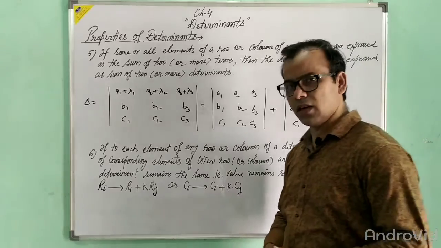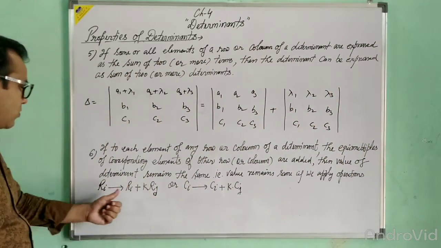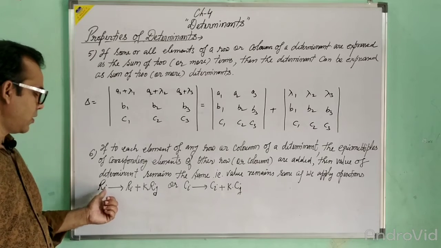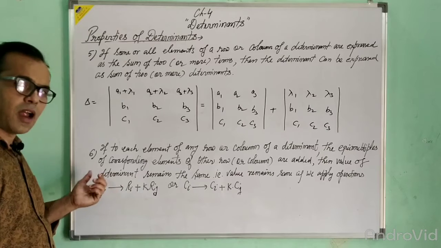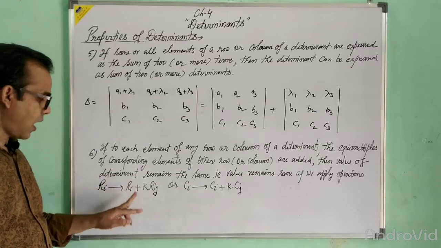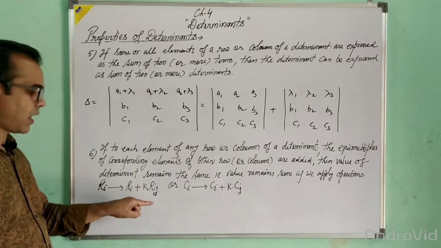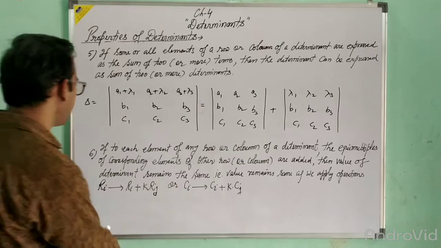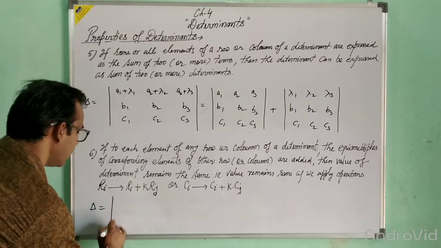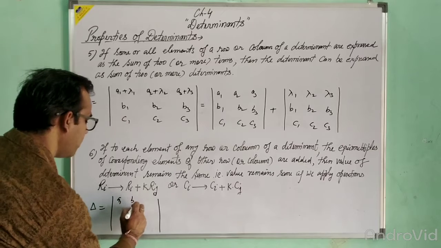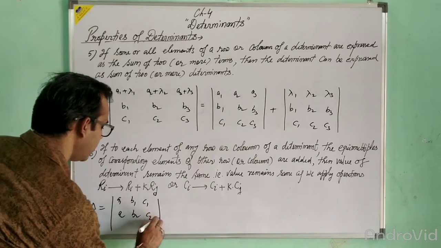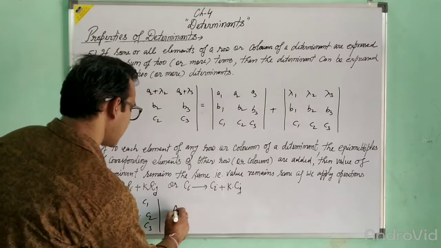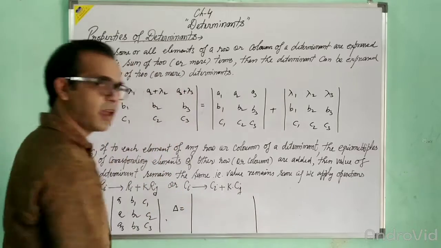What do these operations mean? So here Ri to Ri plus k Rj means it is the ith row, and the ith row is manipulated. In the ith row we will write the ith row element plus k times the jth row's corresponding element. For example, I am giving you an example that delta is equal to the determinant A1, B1, C1, A2, B2, C2 and A3, B3, C3. Okay, so this delta can also be written here.